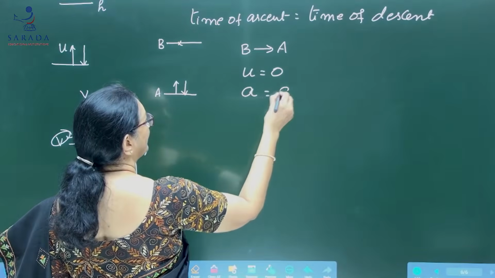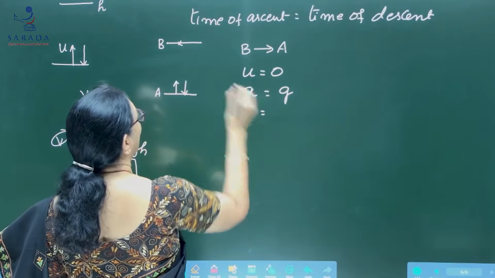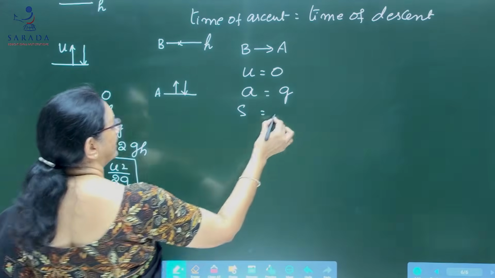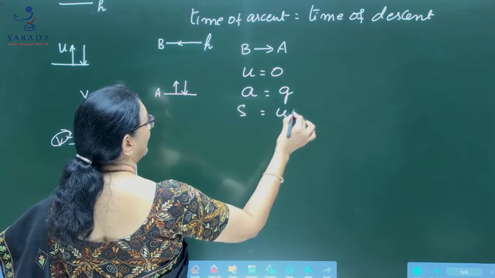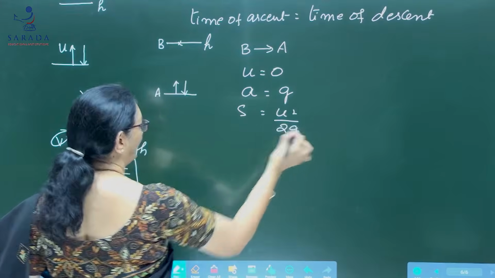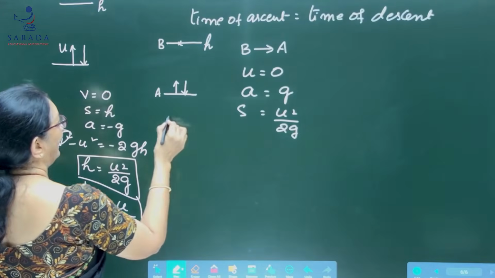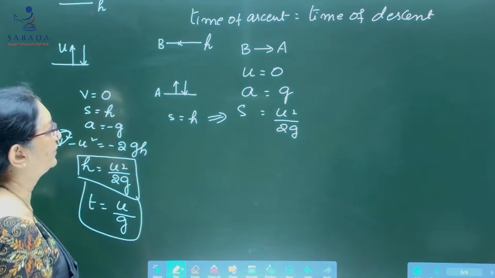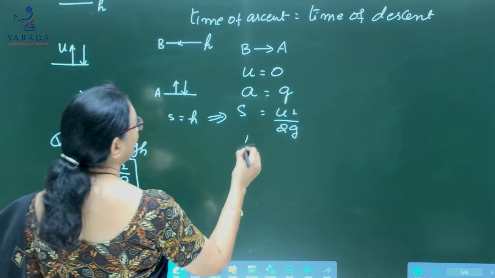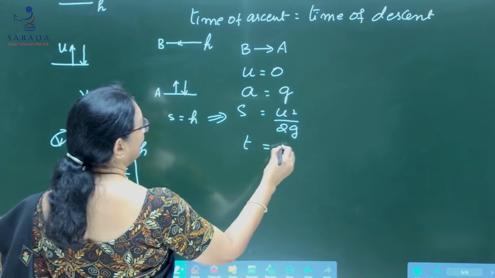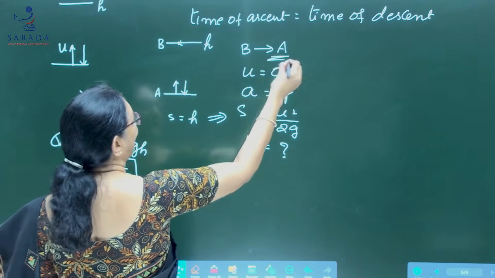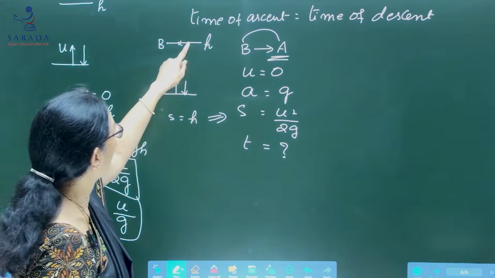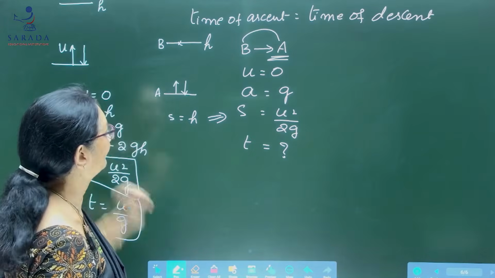A is equal to g. S is equal to h, which was the maximum height reached by it, that is equal to u square by 2g. We already proved that, because S is equal to h implies S is equal to u square by 2g. What is the time taken to reach the point A? So, B to A, we are finding the time. The time of that is nothing but the time of descent.